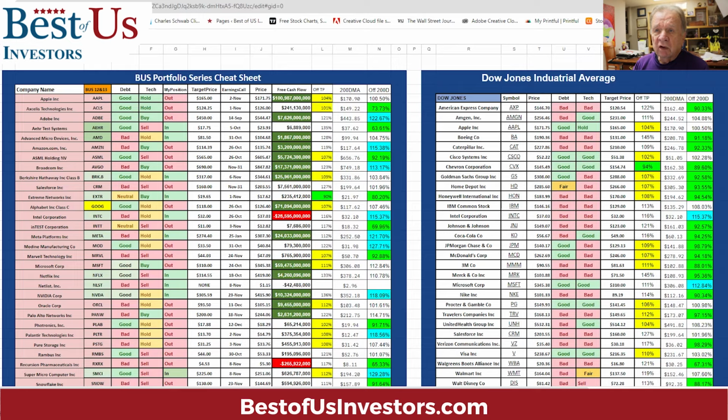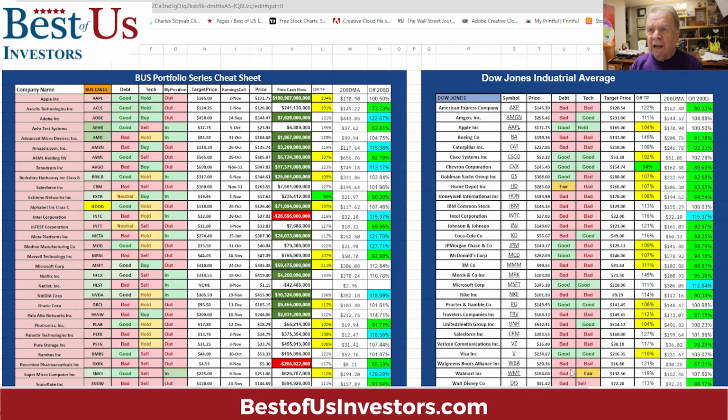This is my cheat sheet. I get that term from my days in school when I could put on a little tiny piece of paper or on the back of my hand all the things I needed to know to pass the test. Well, this gives me everything I need to know, all the data that I've collected, both on a financial and a technical basis, to give me a feel for where the stocks that I want to own are relative to the advent of artificial intelligence, what I call my BUS 12 and BUS 13 portfolio.